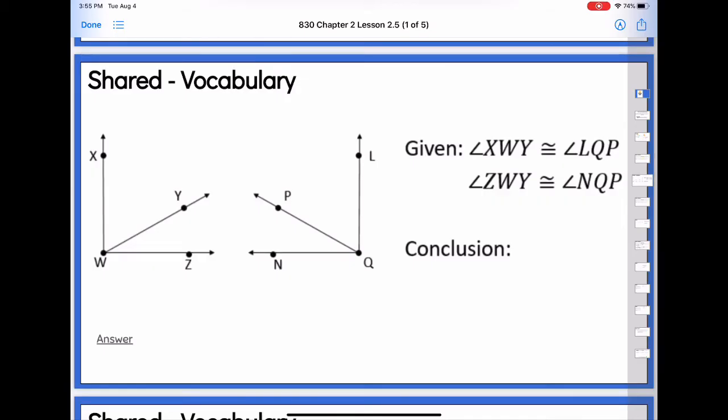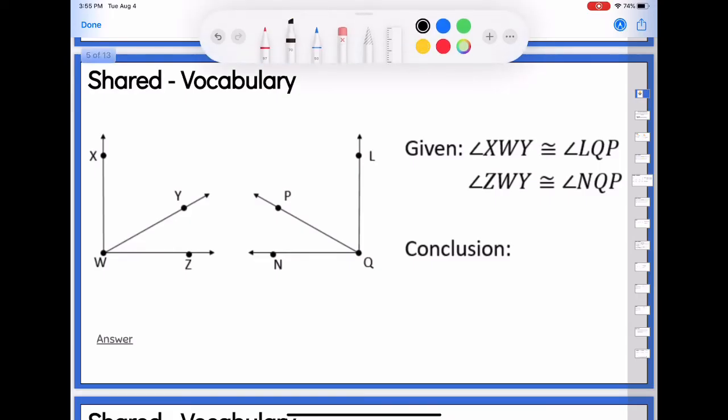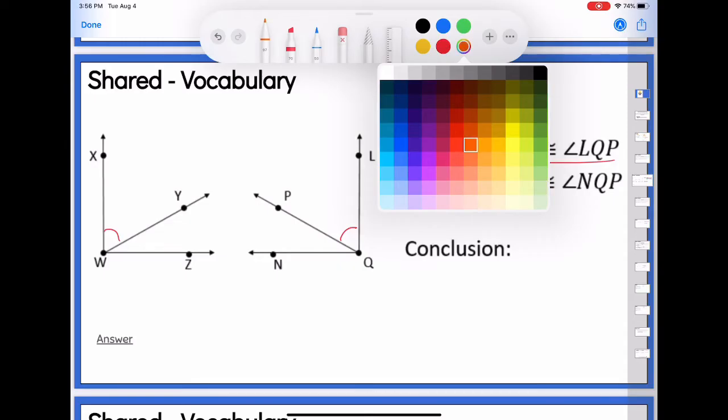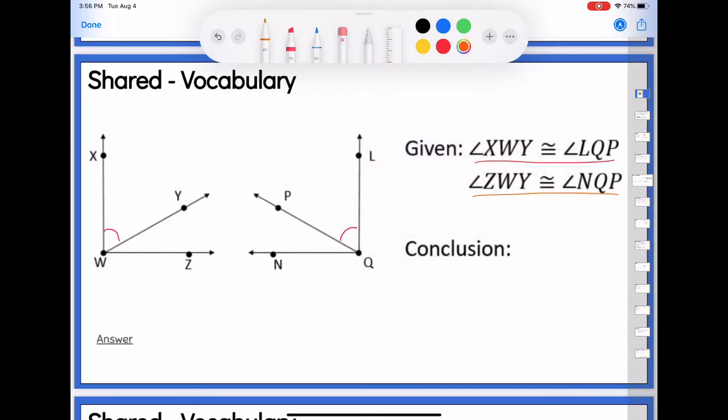Okay, so the next example here, a little bit more drawing conclusions. This time you are given angle XWY is congruent to angle LQP. XWY, this guy, congruent to angle LQP. So this one over here, that was our first given. And then we have angle ZWY congruent to angle NQP, these ones over here. All right, pause the video and see what you can conclude there.